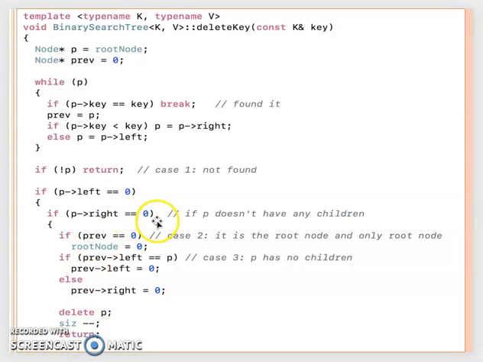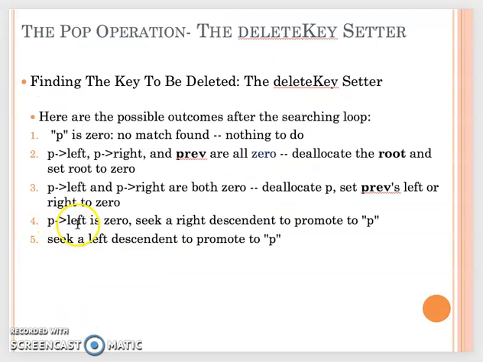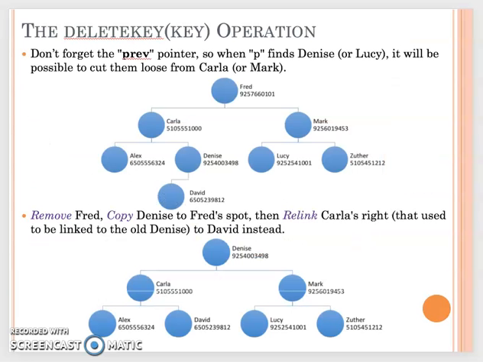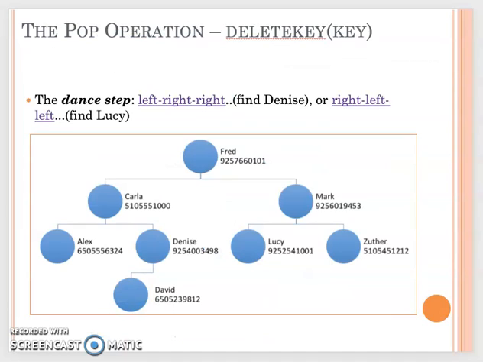So after we finish the cases 1, 2, 3, we see the case 4. The case 4 is our P left equals 0, but right is not. So that's why we need to promote the right tree. When we promote the right tree, we need to find the smallest node from the right subtree to promote to the P. So this one we can see is similar to this.